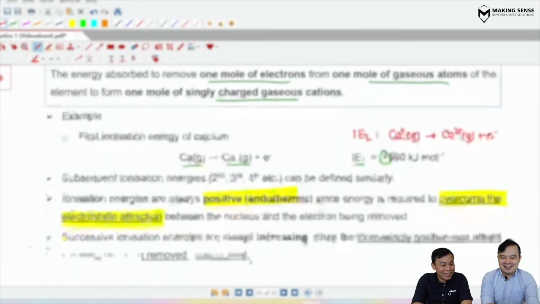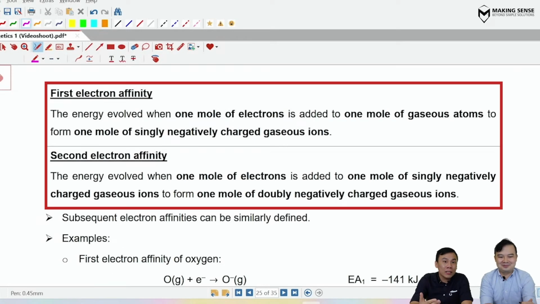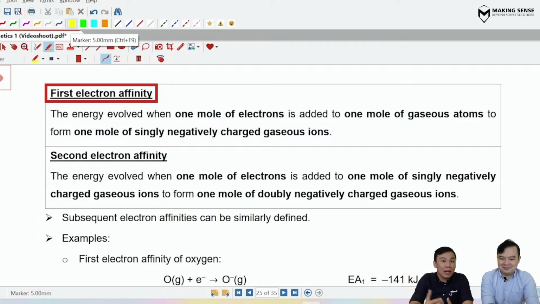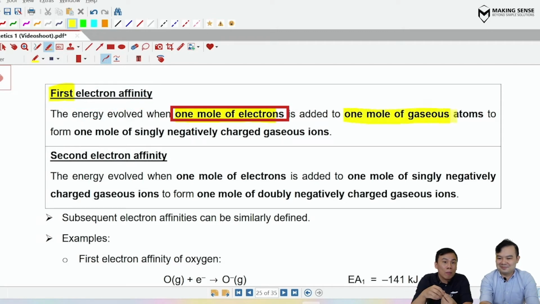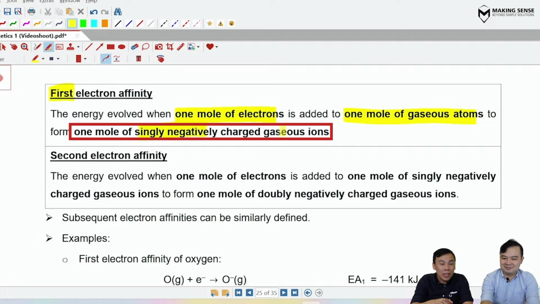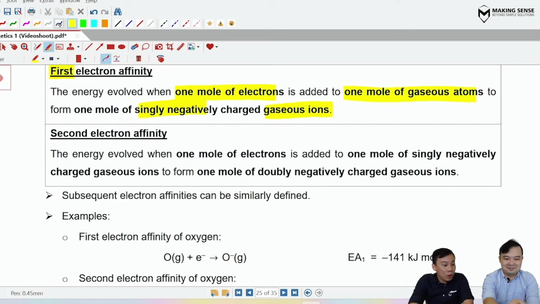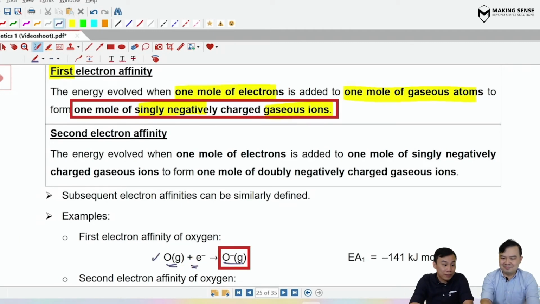Sure. Alright, so the next thing we're going to look at is electron affinity. Electron affinity essentially is the opposite of ionization. Ionization removes the electron. Electron affinity puts the electron back in. So the first electron affinity is the energy released when one mole of electrons is added to a mole of gaseous atoms to form a mole of singly charged gaseous anions. If you look at the example below, an oxygen atom takes in one mole of electrons to form O minus.